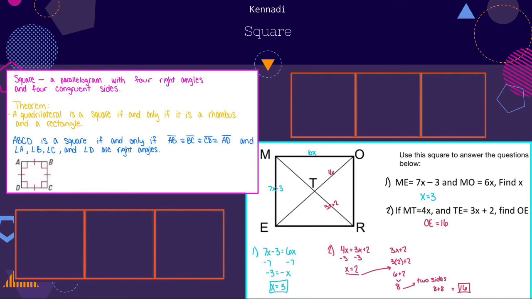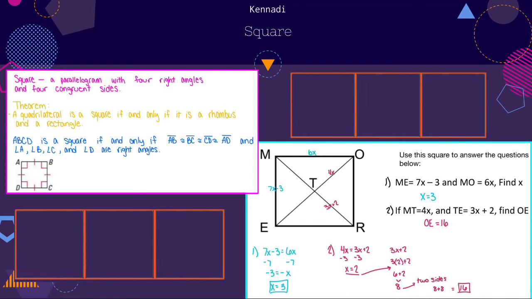Now for the example, number 1 says ME equals 7x minus 3 and MO equals 7x, and it's asking you to find what x is. So I did 7x minus 3 equals 6x. I subtracted 7 on both sides, and that gives you negative 3 equals negative x, and you can't have a negative x, so I made it x equals 3, and that's the answer to number 1.